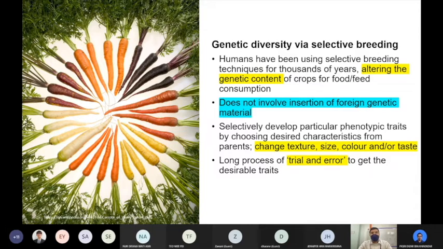So this is an effort of farmers and scientists to increase the genetic content, the diversity of plants or crops, so that the desirable traits would be able to emerge.